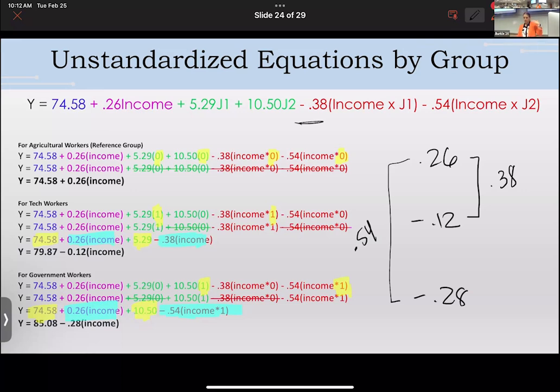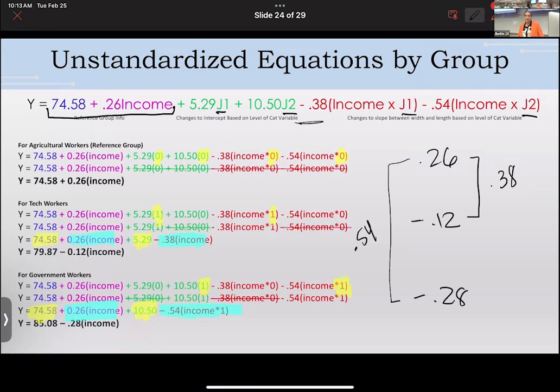So now, if you want to put it all together, cool idea: this first part is always going to be the reference group stuff, right? Because everything else has what in it? It's got dummy codes in it, J1, J2, J1, J2. So if we're talking about the reference group, all those terms are going to go away. So in a dummy coded moderation model, in a categorical moderation, that first intercept and slope is always going to belong to the reference group. Then these next two that belong to the dummy code, they're going to change the intercept. And the last one, the red, that's going to change the slope.